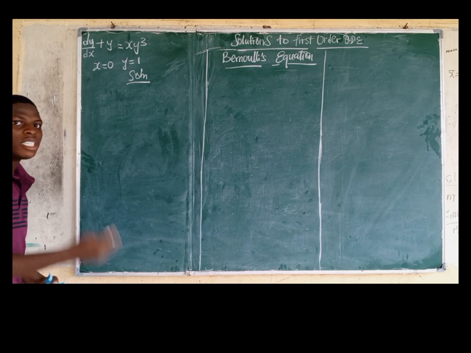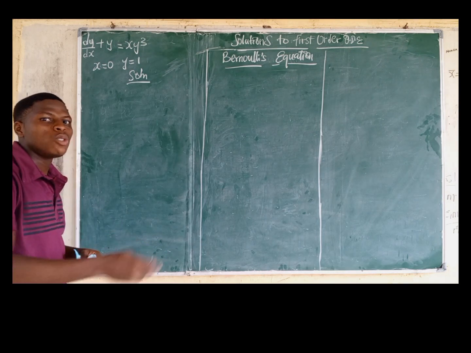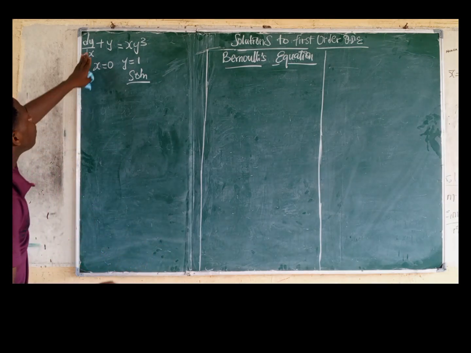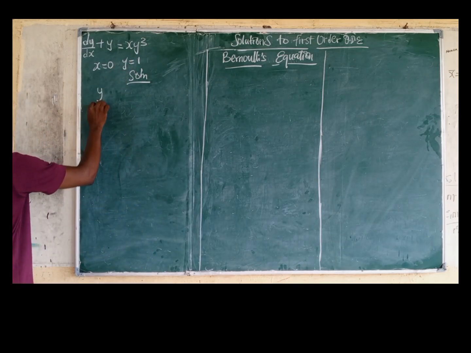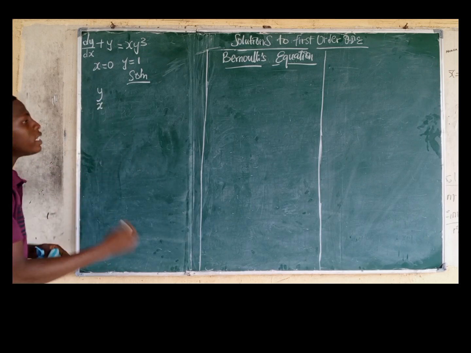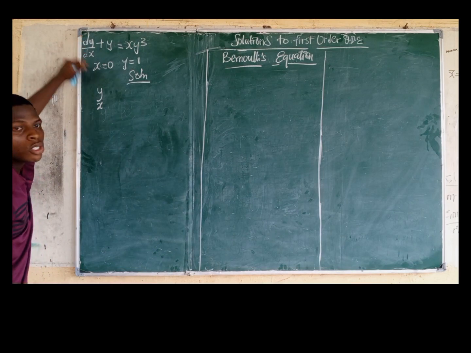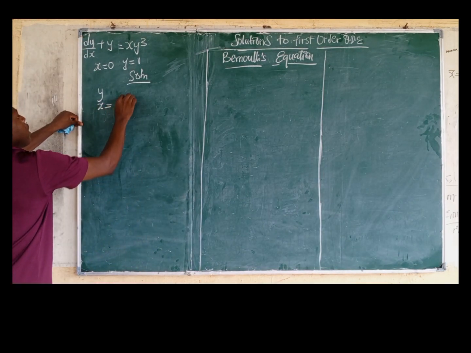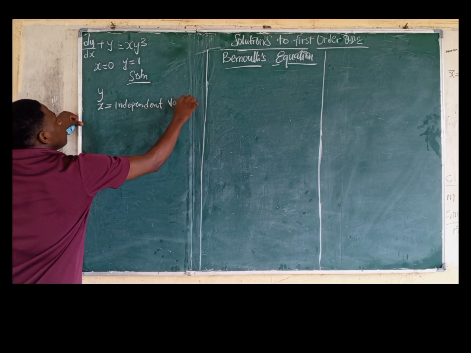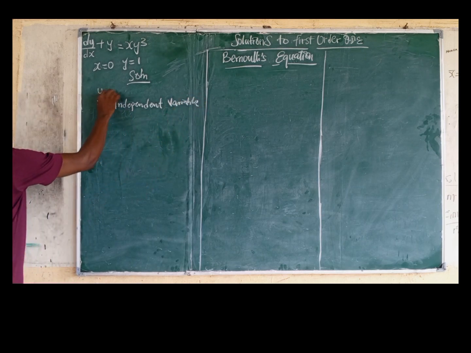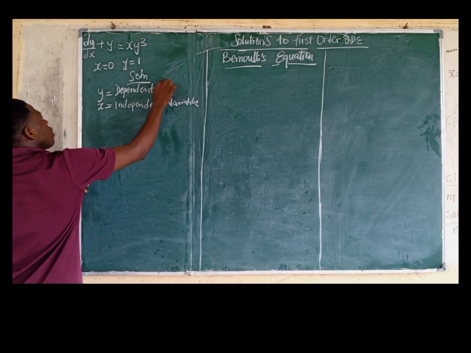And I told you when you are differentiating with respect to a given variable, that variable you are differentiating with respect to is your independent variable. So now how many variables do we have in our equation? We have just two variables. The first one is what? We have the y and we have the x. And we said when we are differentiating this equation, we are differentiating with respect to x. So our x is our independent variable, while the y is our dependent variable.